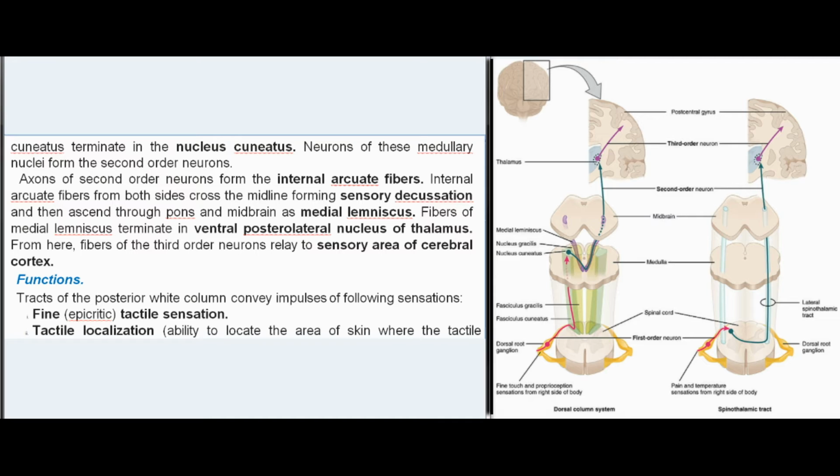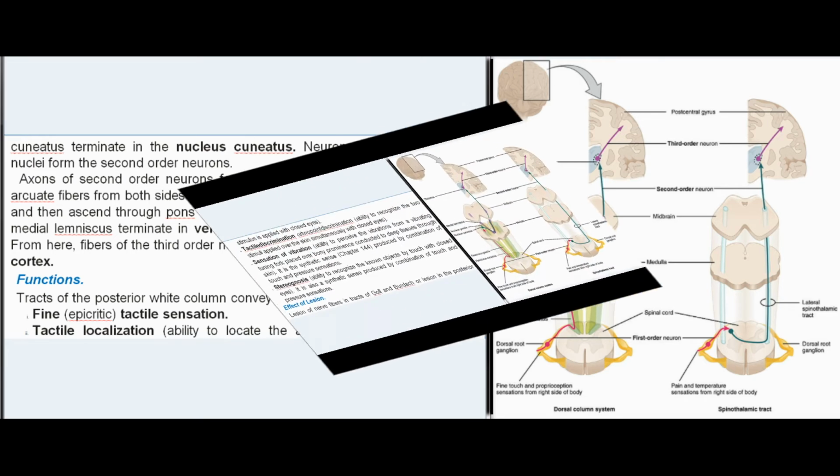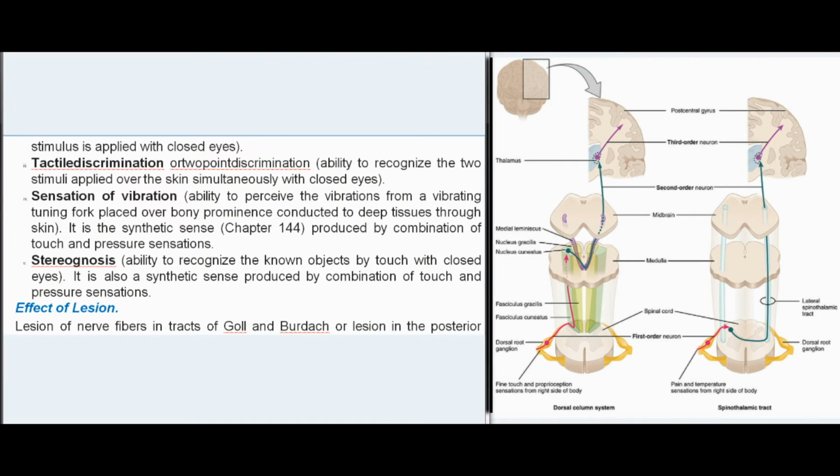Functions. Tracts of the posterior white column convey impulses of following sensations: fine, epicritic, tactile sensation. Tactile localization, ability to locate the area of skin where the tactile stimulus is applied with closed eyes. Tactile discrimination or two-point discrimination, ability to recognize the two stimuli applied over the skin simultaneously with closed eyes.